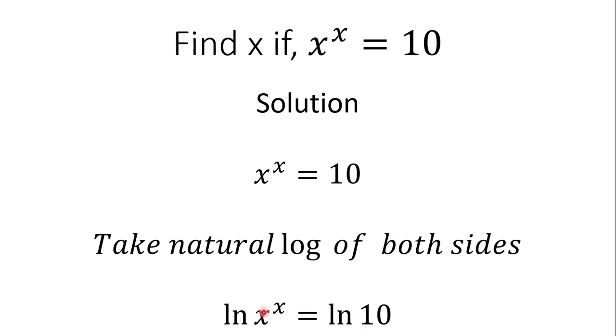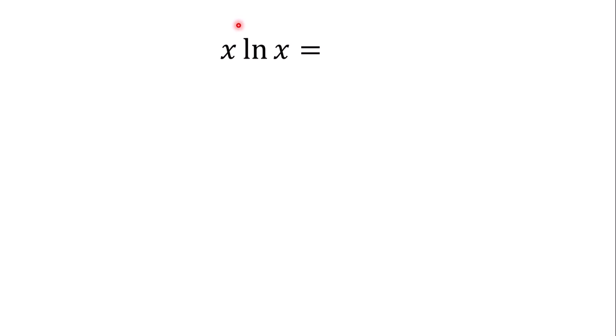Now from one of the laws of logarithm, this x here can be written at the front. By applying the law of exponent of logarithm, you're going to get x times natural log of x is equal to natural log of 10. Now here we are going to rewrite this so that we can apply our approach. So how are you going to rewrite this?